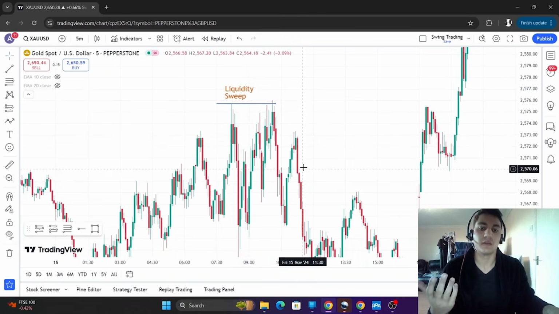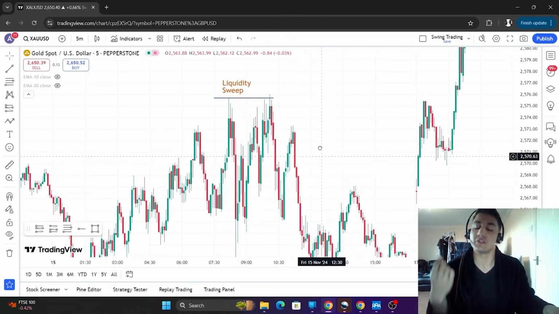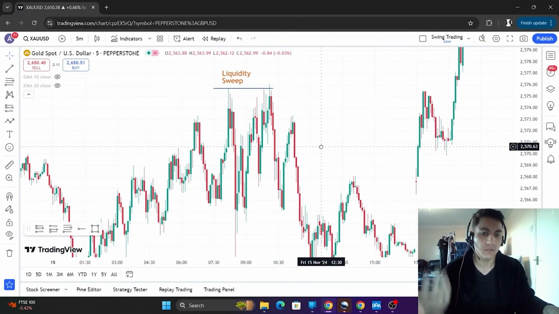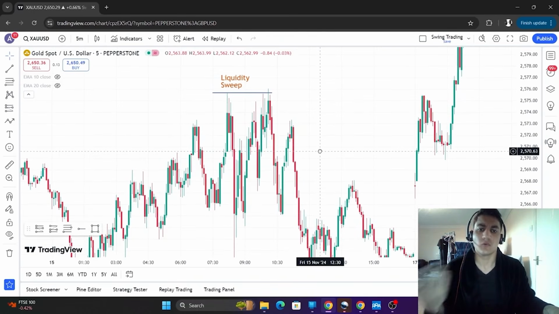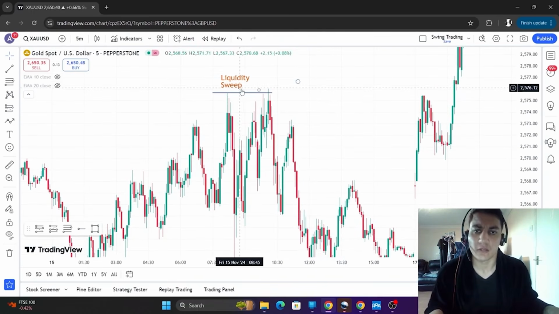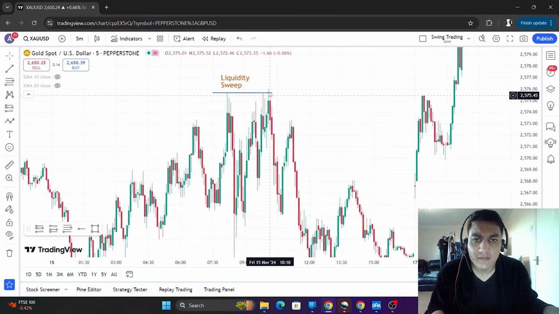You're going to be right with the bias, and then you're going to lose, and then you're going to get angry. You're going to revenge trade, keep losing, and blow your account. All these things happen to all traders, and I don't want you to go through that. So we wait for the liquidity sweep, wait for the wick to take out the high.